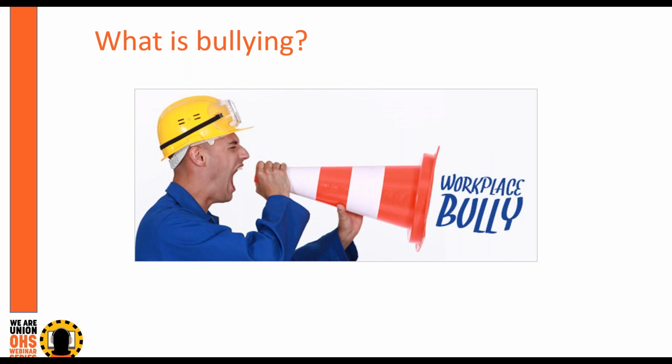Now, the previous definition of bullying in the WorkSafe Victoria guide Preventing and Responding to Bullying at Work used to be: workplace bullying is repeated, unreasonable behaviour directed towards a worker or group of workers that creates a risk to health and safety.